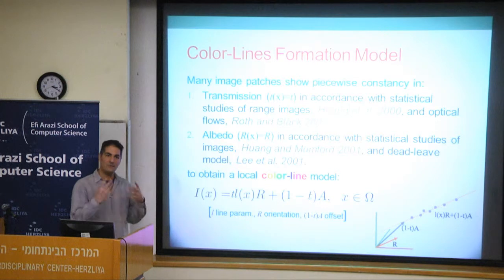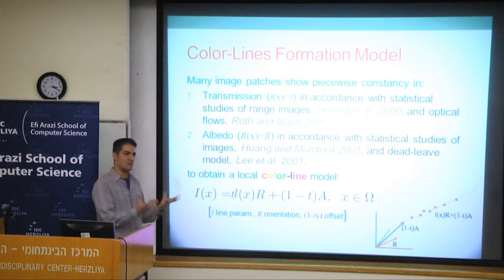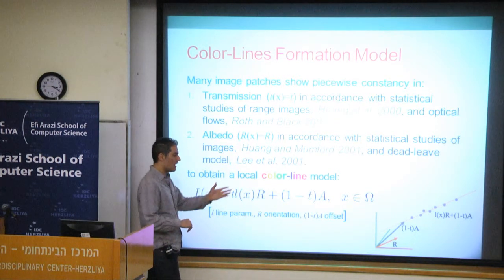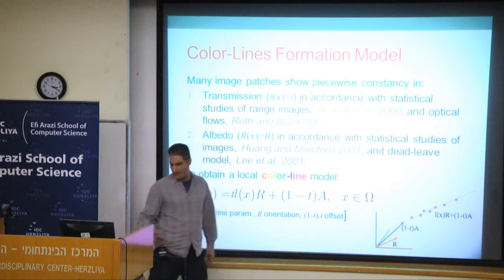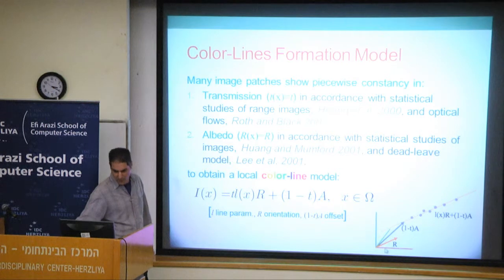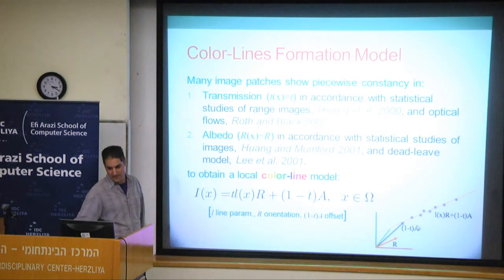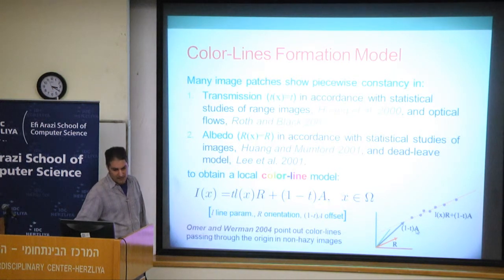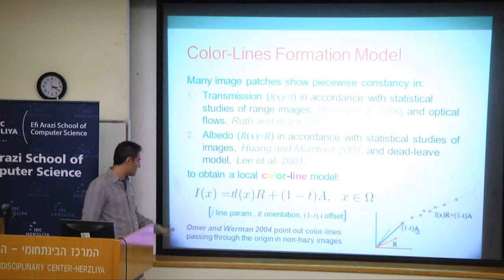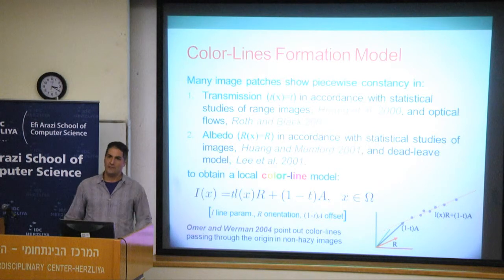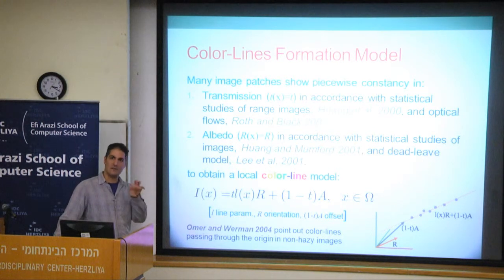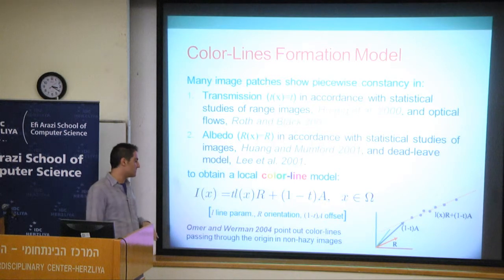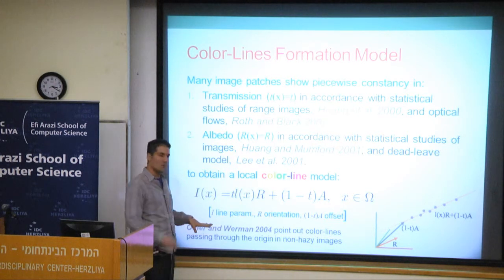So basically, if we look at small windows, at the histogram of RGB pixels, we're expecting to see a line, and that line is offset from the origin by this term, 1 minus t, times the atmospheric light vector. So let me mention here that Ido Omer and Mike Werman pointed out that in non-hazy images, small regions in images, in fact entire images in some cases, show color lines.